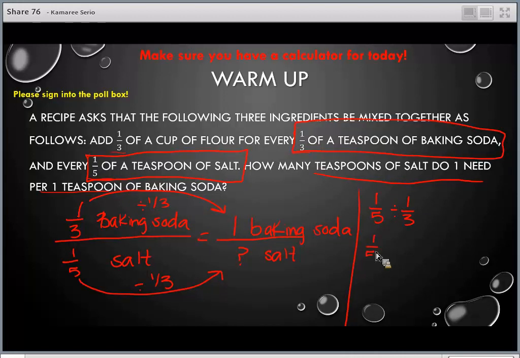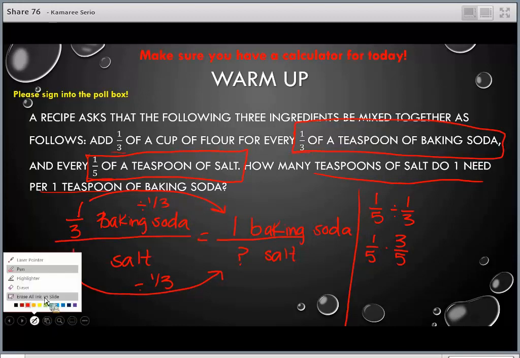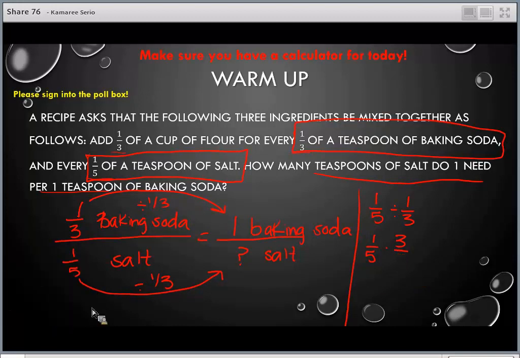So I'm copying my first fraction, changing division to multiplication, and flipping this last one, which is 3 over 1. Okay, remember anytime you're dividing with fractions, you need to change it to where you're multiplying by the reciprocal. The reciprocal is your fraction flipped.